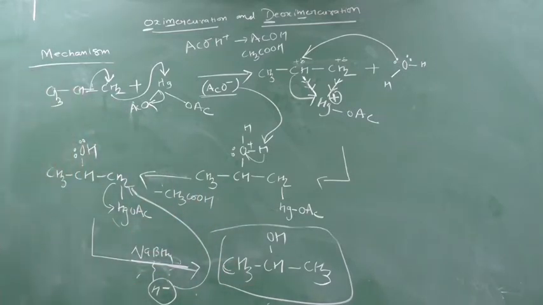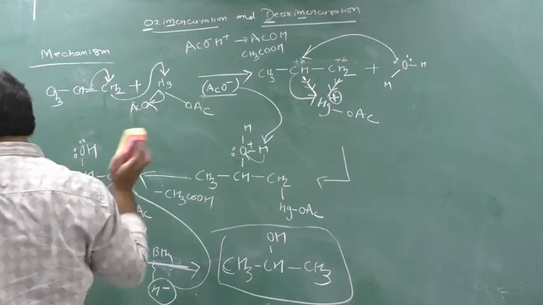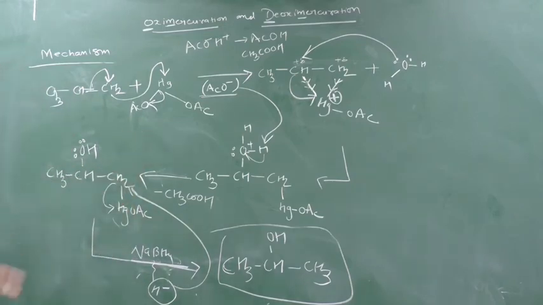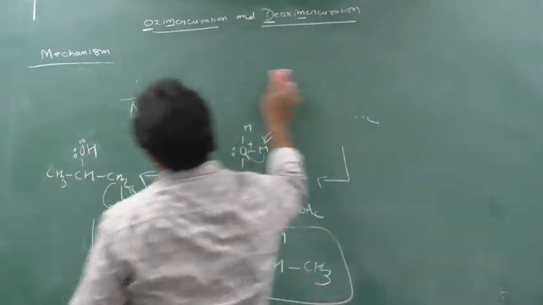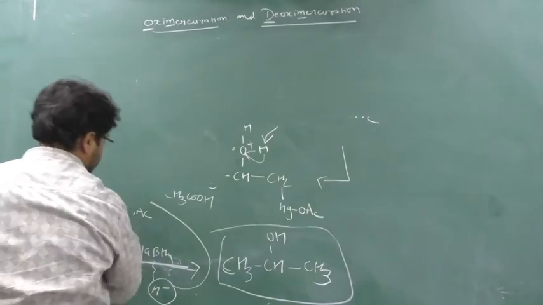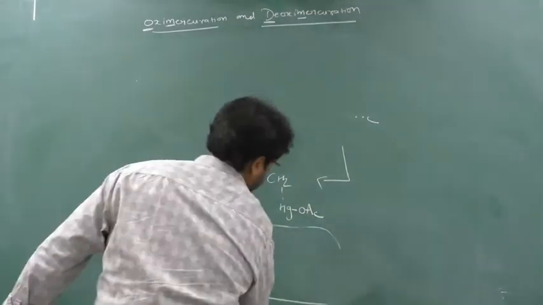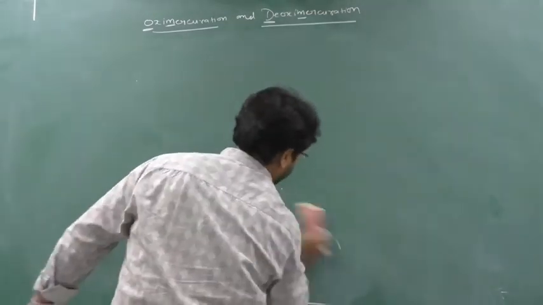So this is the mechanism. Once more I will do it. First you take a screenshot. I know it is a bit clumsy, but there is less space, so I have to do this. Okay, once more we will see. Now you have understood the logic. Once more I will do the mechanism, you will understand in a better way. So please look here.